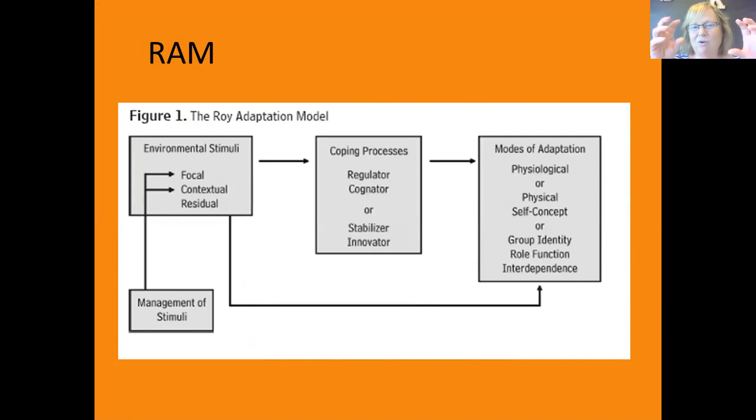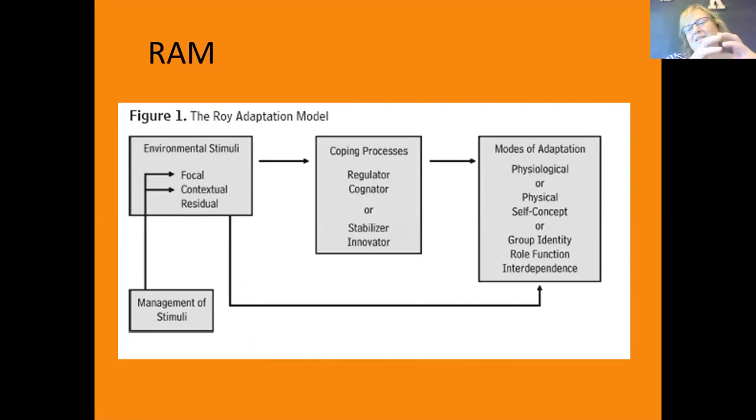And remember, for an individual, those coping processes happen through the use of the regulator-cognator subsystem. And remember, regulator regulates the internal environment, and the cognator is the thinking process. For a group or a family or a community, we look at the stabilizer-innovator subsystem. And remember, stabilizer helps to stabilize the group or maintain function, whereas innovator is a subsystem that supports you in making change. And when we have these environmental stimuli, then we elicit these coping processes.